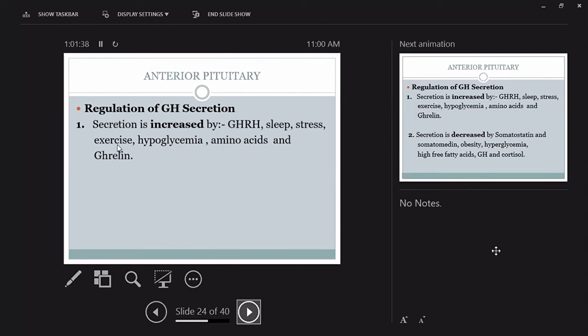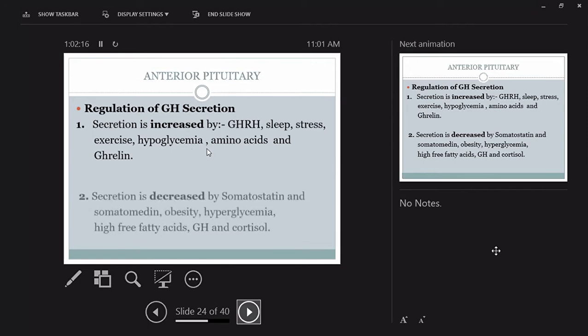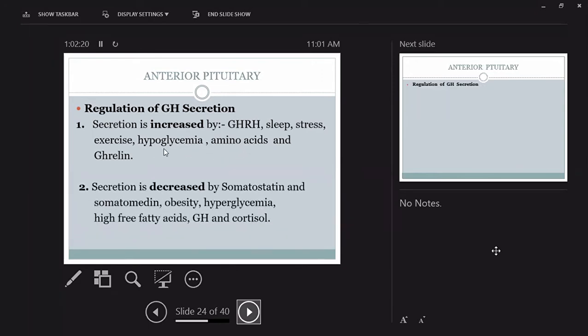And exercise. So you let the child run around. Do not let the child just sit there and play with the gadgets. That is the problem at the moment. Then hypoglycemia can also increase growth hormone secretion. But it doesn't mean that you have to starve your children so that they will grow taller. That is irrational. Amino acids and ghrelin.